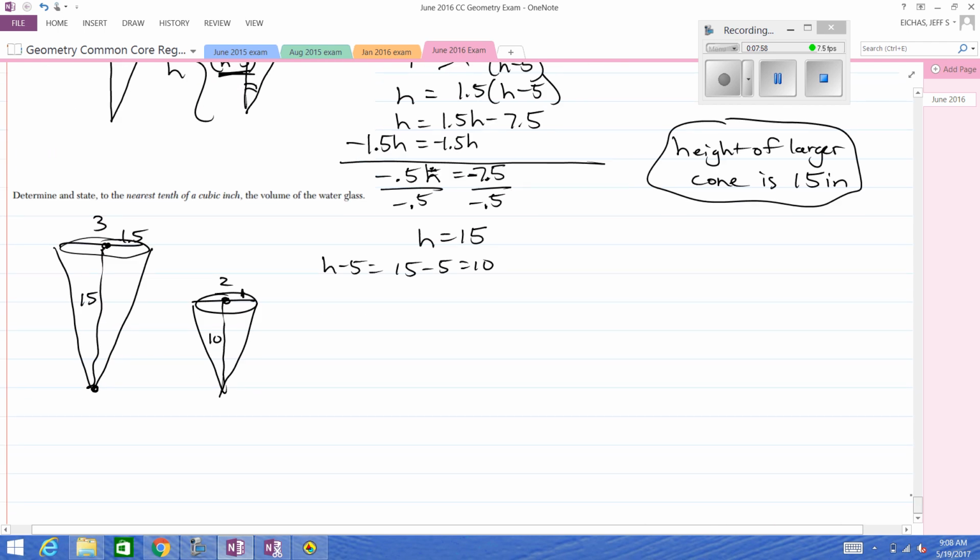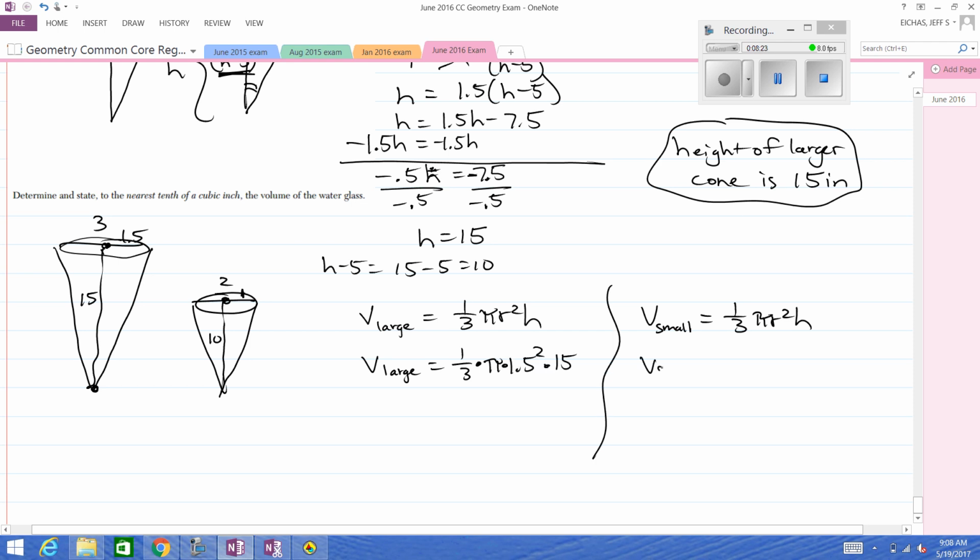So let's go through and do this. So the volume of the larger cone, 1/3 pi r squared h. Volume of the smaller cone, same formula. All right. Be careful here. Make sure we've got the pi r squared, 1.5 squared times 15. And for this one, let's make sure we get a 1 squared there and 10. All right. So if you let your calculator do some of this work here, let me just open up to it.